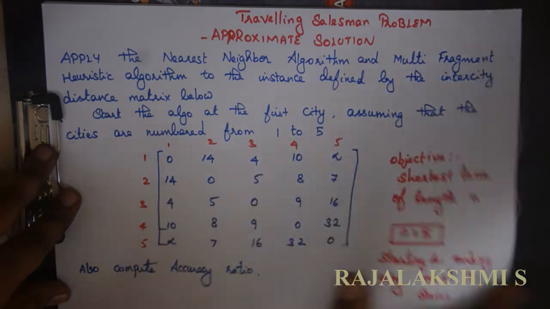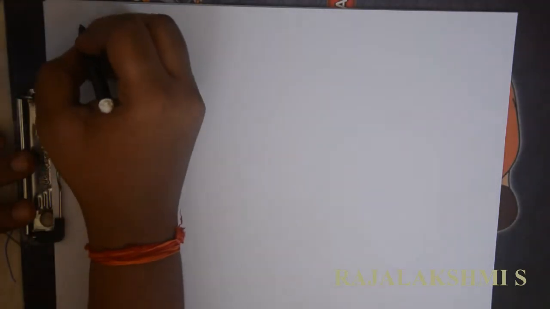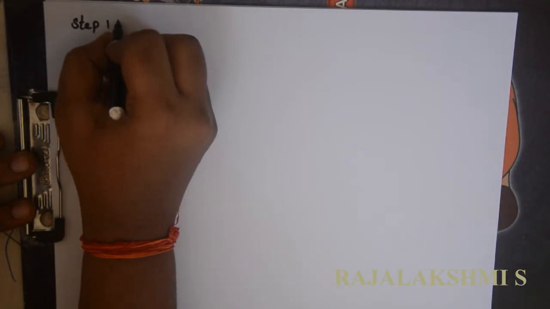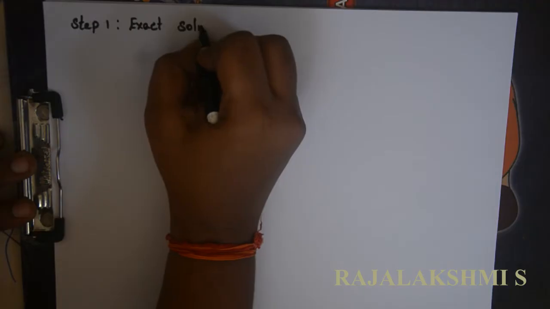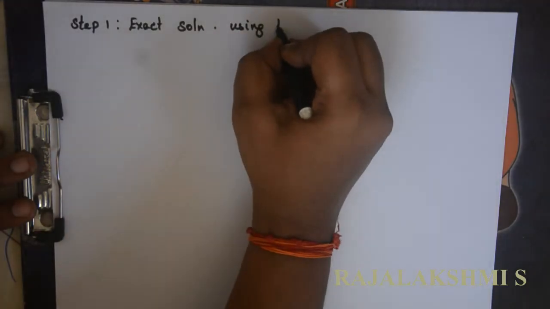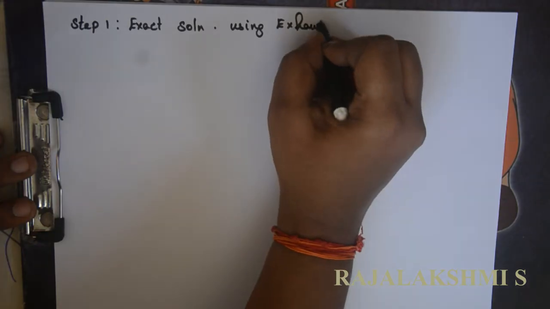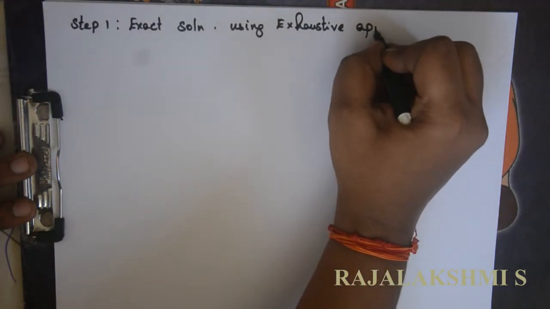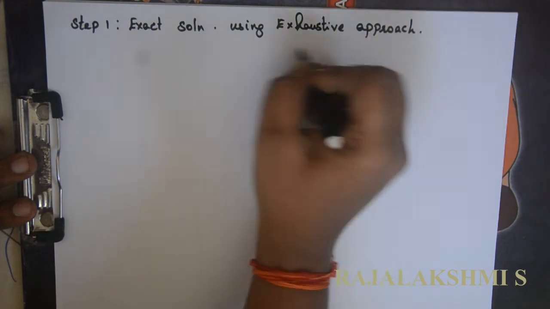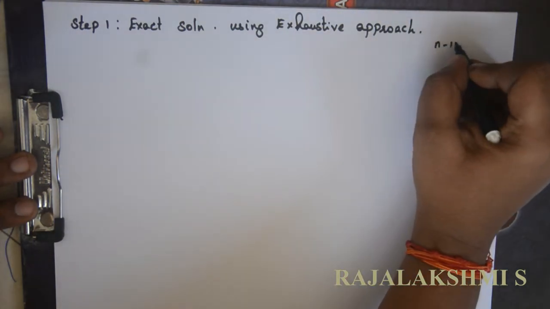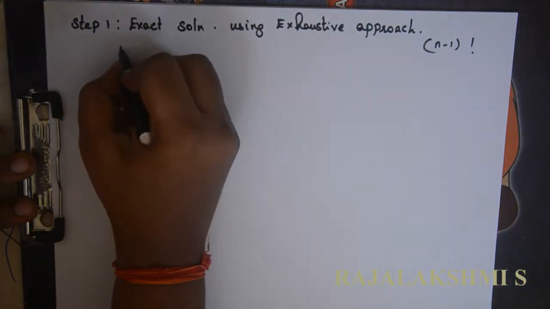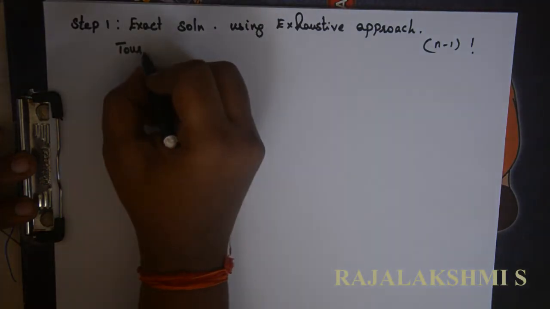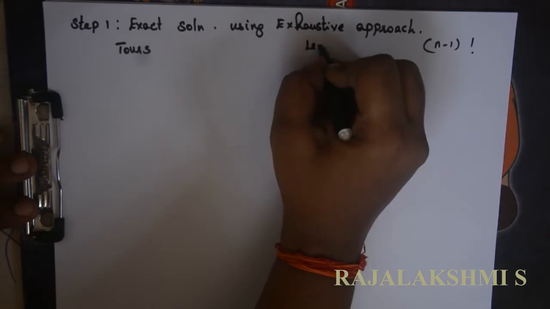Before we solve those two algorithms, first we will find the exact solution for this traveling salesman problem using the exhaustive approach. The exhaustive approach generates n minus 1 factorial combinations of tours in between the starting and ending city. So here I am listing a table of tours and the corresponding lengths.